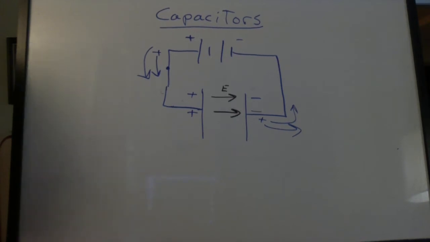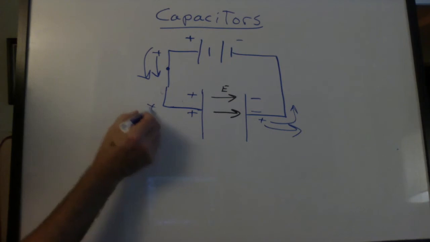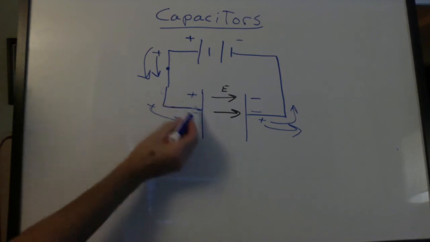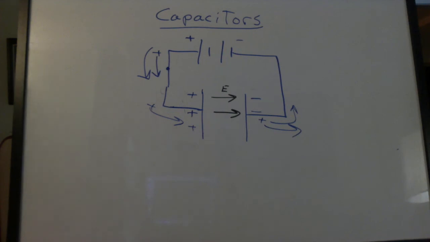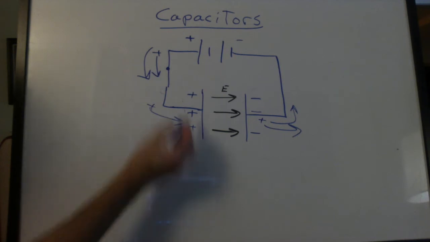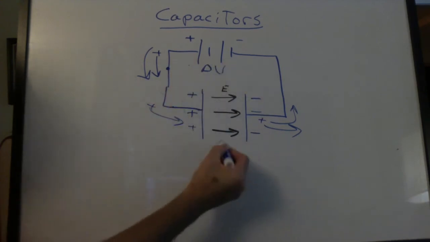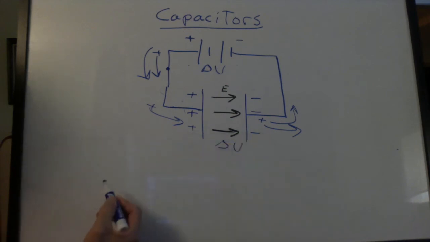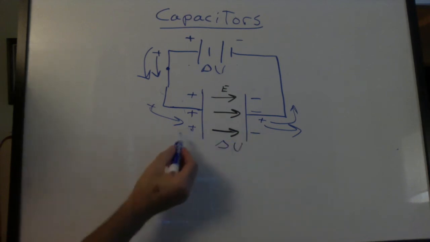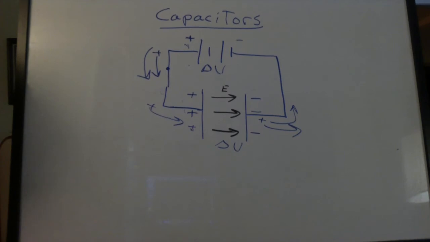And the electric field starts to build up. As this process continues, it's going to take longer to get additional charges on this plate because there's already charges there. Eventually, the charges build up to the point where no more charges can go onto the capacitor. There'll be a voltage gain here, followed by a voltage drop across the capacitor. When this voltage over here is equal to the voltage over here, then the current stops flowing and we say the capacitor is filled.